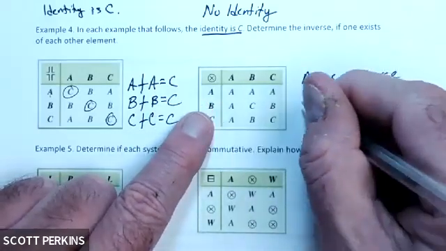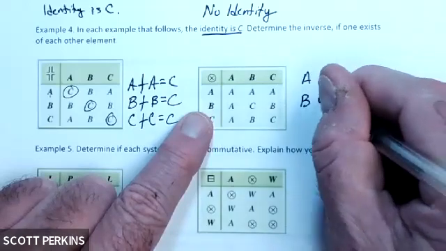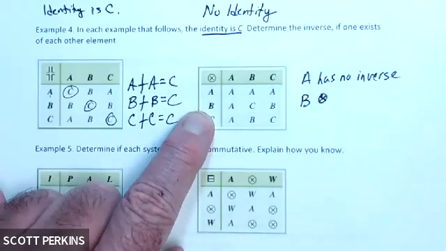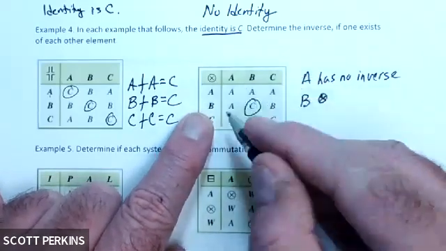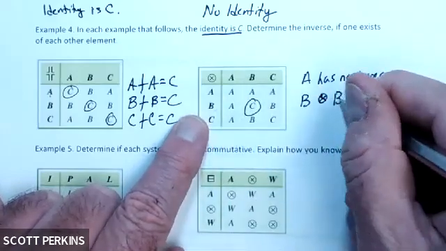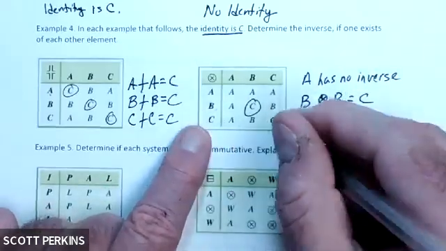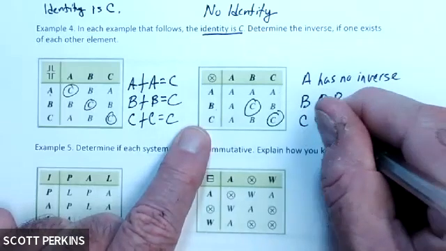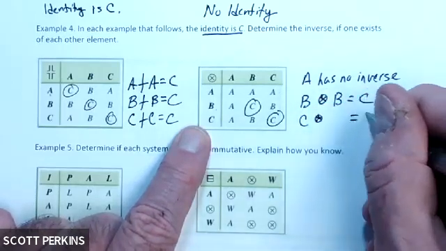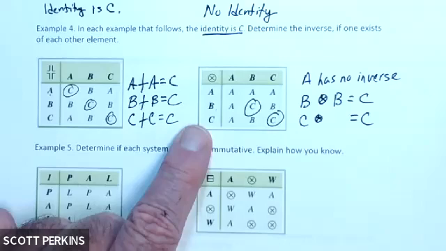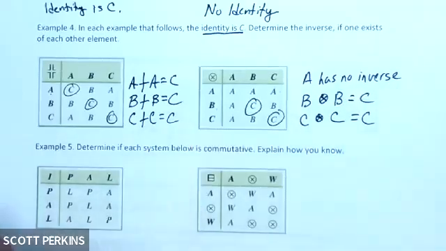What do I combine B with in order to get the identity of C? Yeah, B combined with B gives me C. And then finally, C combined with what gives me the identity of C? C again. Remember, the inverse is defined as what two things do you combine to get the identity?